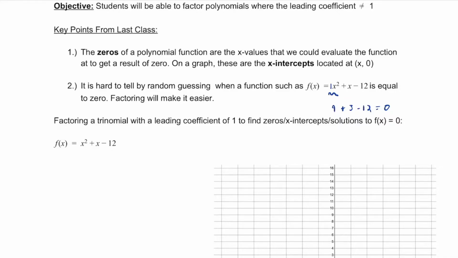But an easier way to do that is with factoring. It's kind of why we use factoring, one of the main reasons. And so what we do is we take our expression, f of x equals x squared plus x minus 12, and we set it equal to 0. We say, I want to know, when does this expression equal 0?